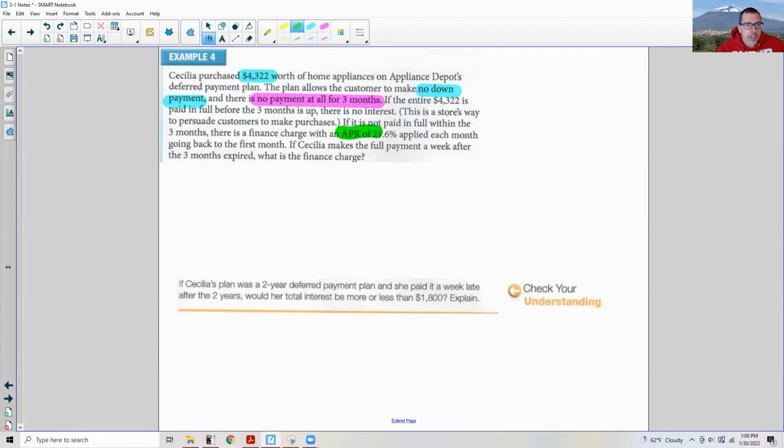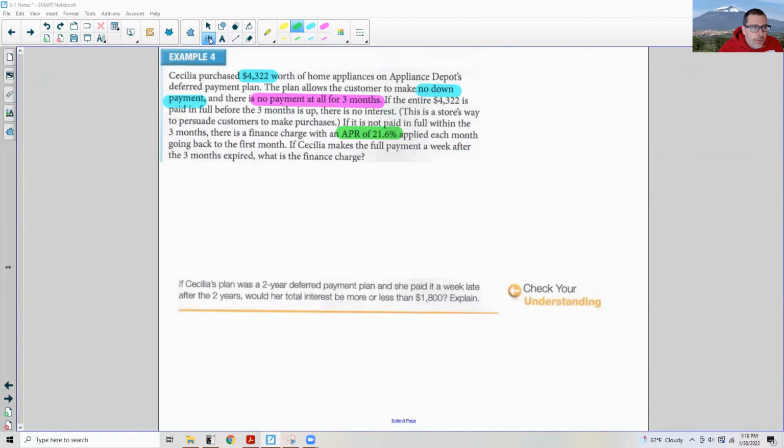APR, annual percentage rate of 21.6% applied monthly, going back to the first month. So it's retroactive; it goes back to the first month. If Cecilia makes the full payment a week after the 3 months expired, what is the finance charge?